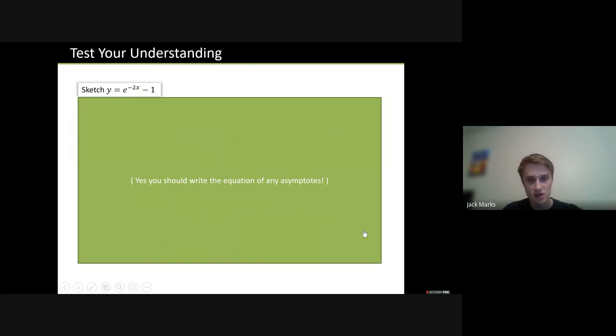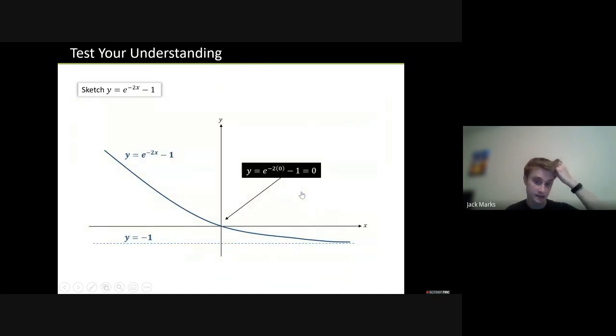So once you've done that, you should have something like this, okay? It goes through the origin, this one. So it used to go through 1, but because everything's been shifted down by 1, it will go through 0, and the asymptote is drawn on there clearly.